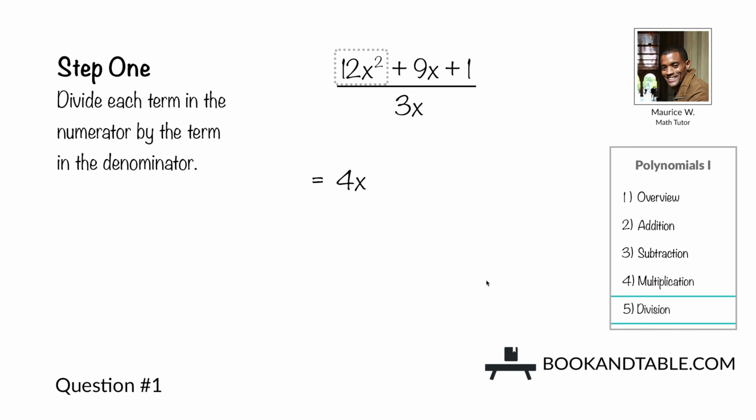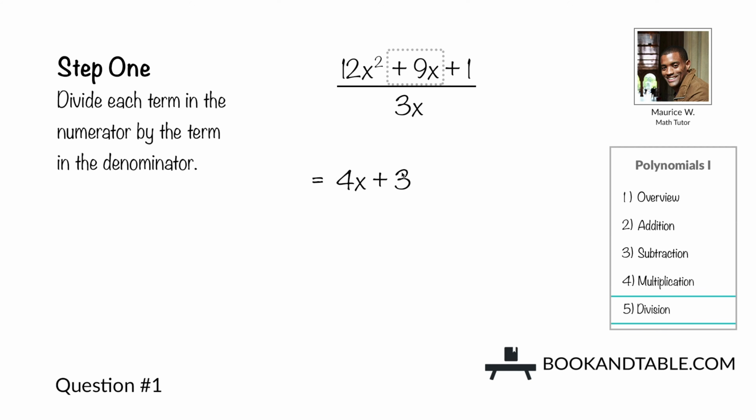Question number 1, we had 12x squared plus 9x plus 1 divided by 3x. So step 1, divide each term in the numerator by the term in the denominator, giving us 12 divided by 3, which is 4. X squared divided by x gives us x. 2 minus 1 would be 1.